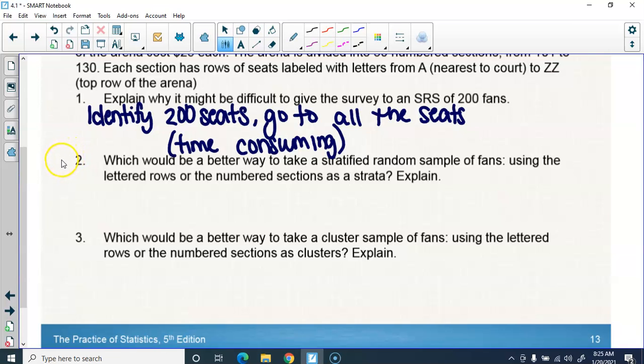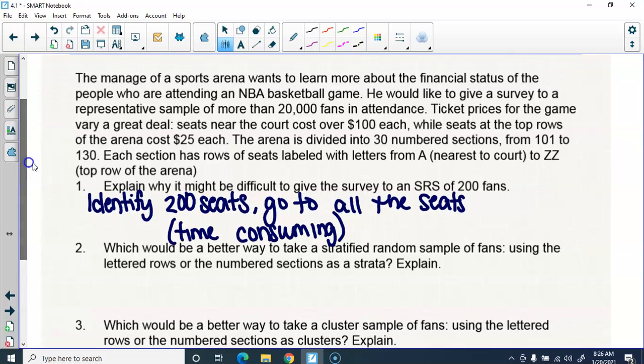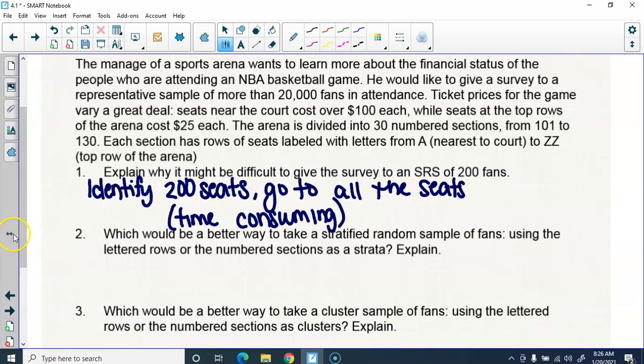To make a stratified random sample, should we use the lettered rows or numbered sections? Explain. So let's talk about, again, what the difference is between the two. Stratified and clusters. What's the difference between stratified and clustering? So stratified, we first identify similarities within groups, and then we choose simple random samples from each of the groups. Whereas with clustering, you pick people who are close to one another, and they might be diverse within themselves.